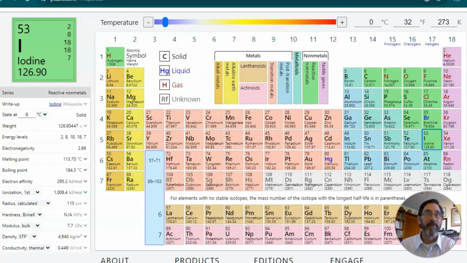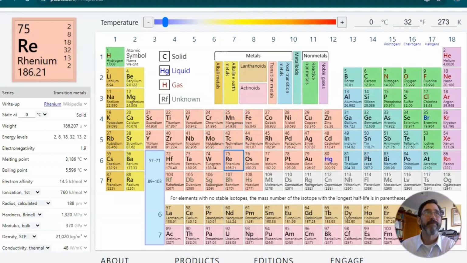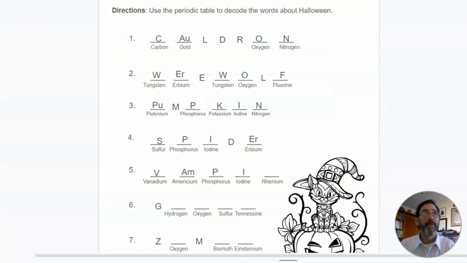This one took me a little bit of time to find, but it is there, right in the middle of the transition metals. Number 75, capital R, lowercase e for rhenium. Place your capital R, lowercase e over rhenium, and you have completed number 5 on the back of your paper. That word would be vampire.